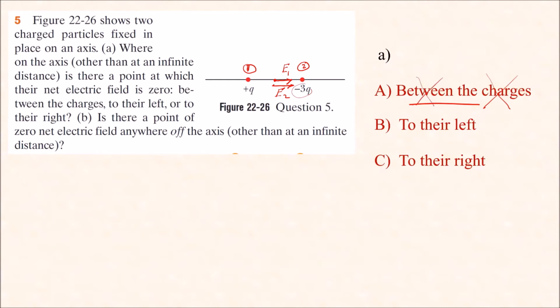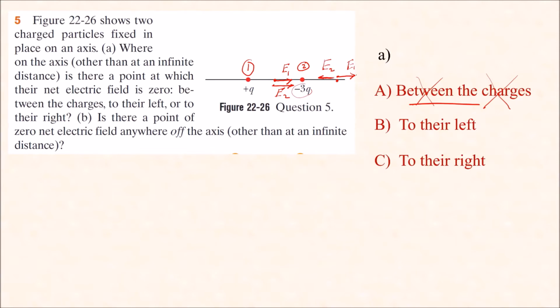Then let's go to the right. To the right here, E1 is away from 1, so E1 will be this way. E2, the electric field of this second particle, will be toward it because it is negative. So it will be this way, E2.